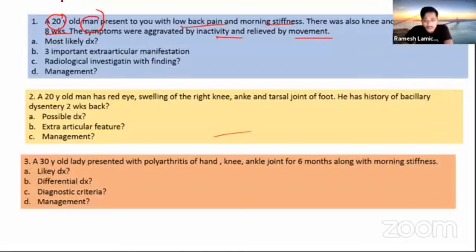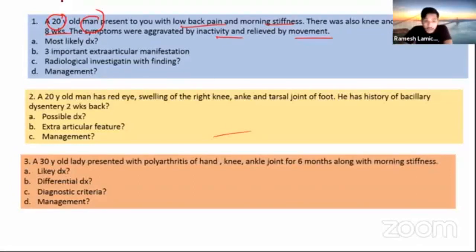So what do you think? Does anyone have an answer? All right, there is no answer. So this is a case of ankylosing spondylitis. Okay, so why is this ankylosing spondylitis?